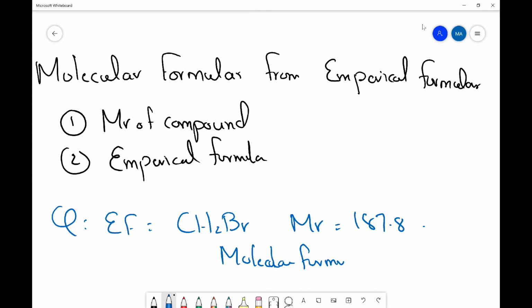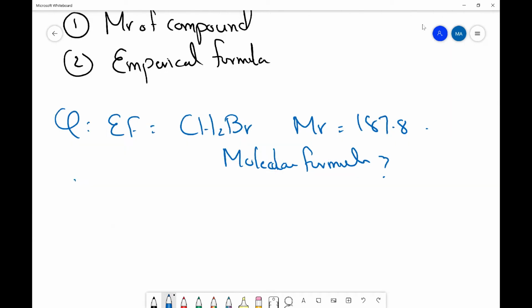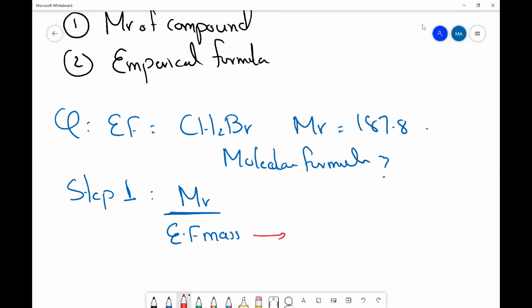So your first step will be to divide both of these masses: MR divided by empirical formula mass. So how are you going to get the empirical formula mass? You look at the compound CH2Br. Carbon is 12, hydrogen is 2, bromine is 79.